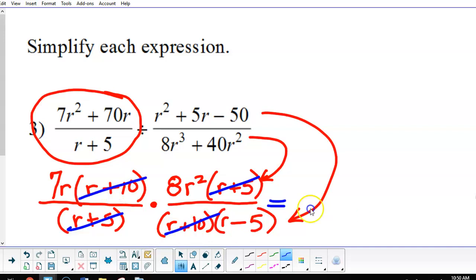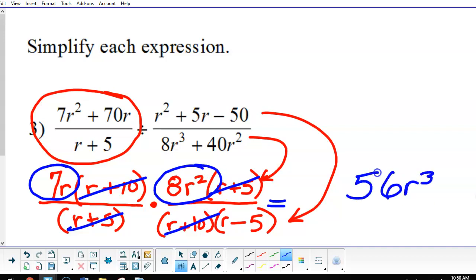Okay, and what do I get when I multiply everything together that's left on the top? Yep, we're multiplying, so we get 56r cubed, r minus 5. Now, can we still divide out one more r? Nope, it's glued to this minus 5 down here. Everybody okay? Can you try the next one?